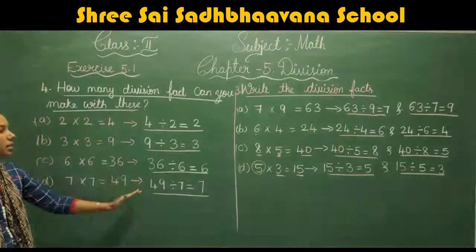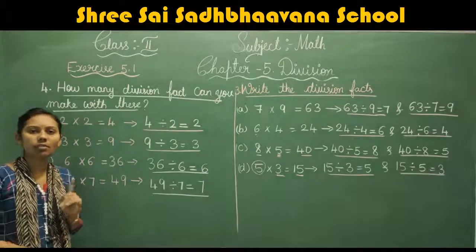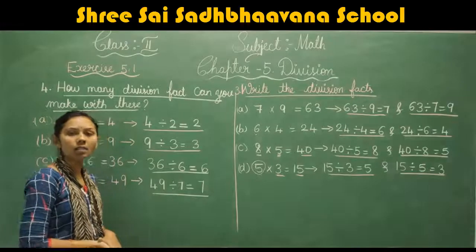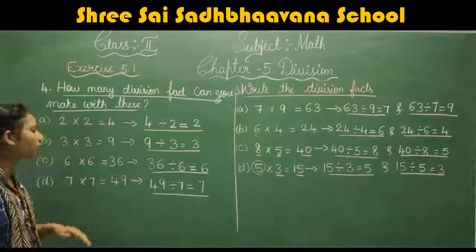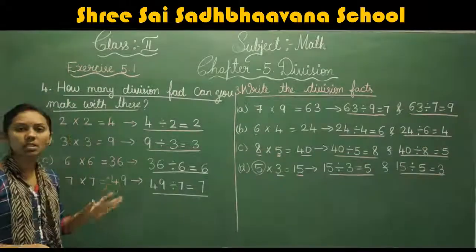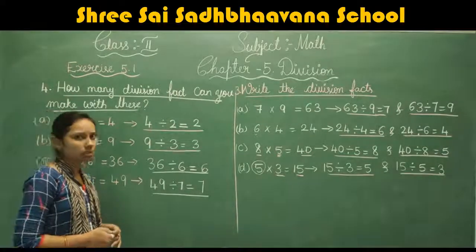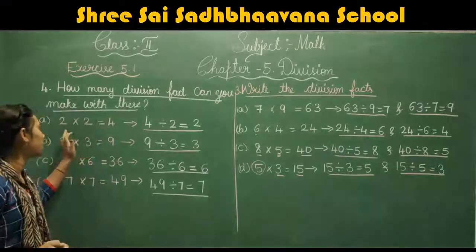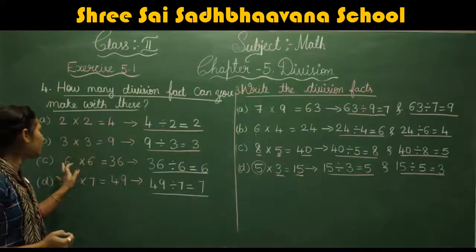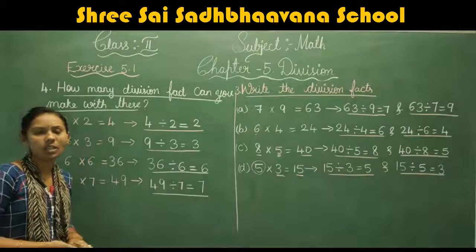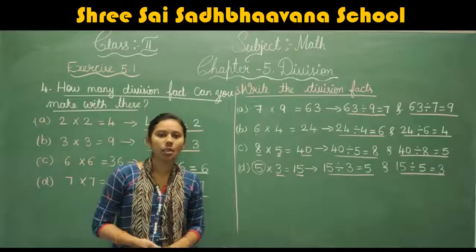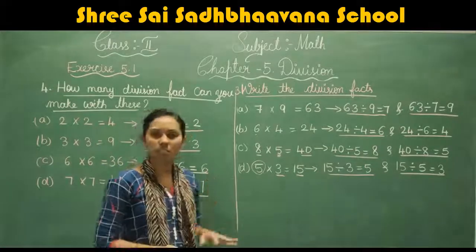In this we are getting only one division fact. Why are we getting only one division fact? Because the same number is multiplied with the same number. 2 2s are 4, 3 3s are 9, 6 6s are 36, 7 7s are 49, like this. Understood children? I hope you understood these division facts now.